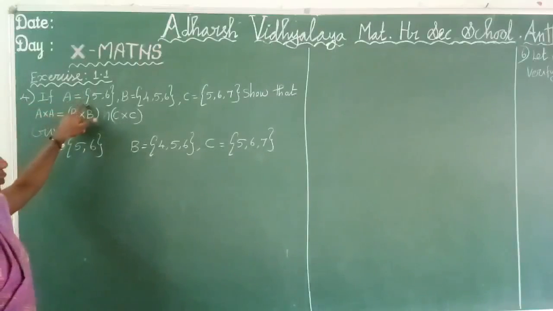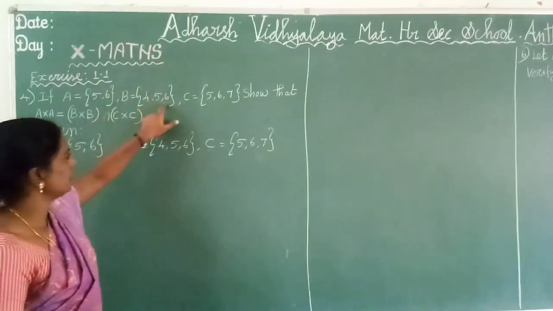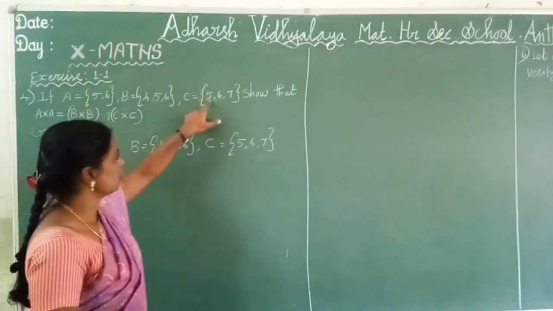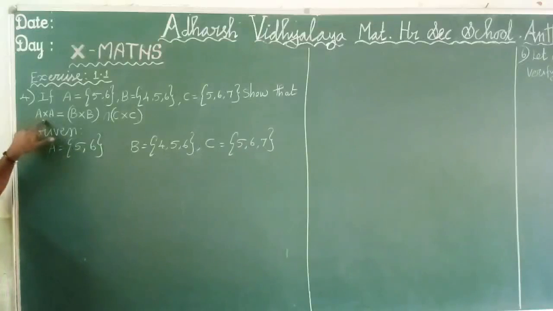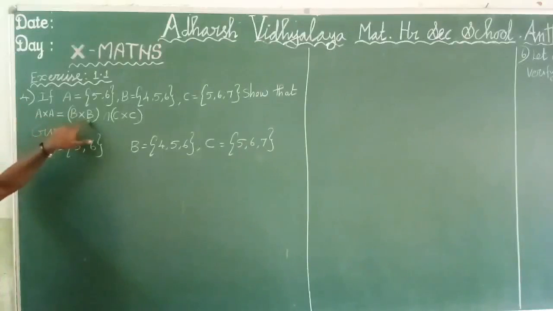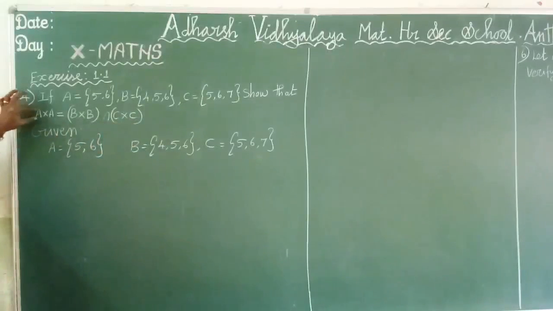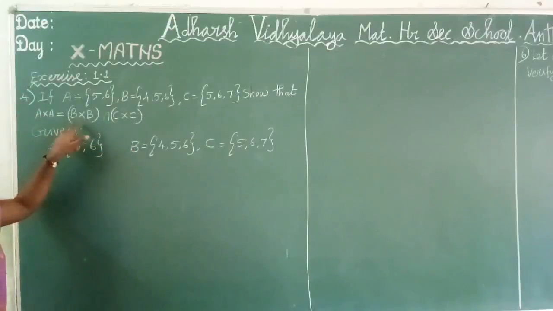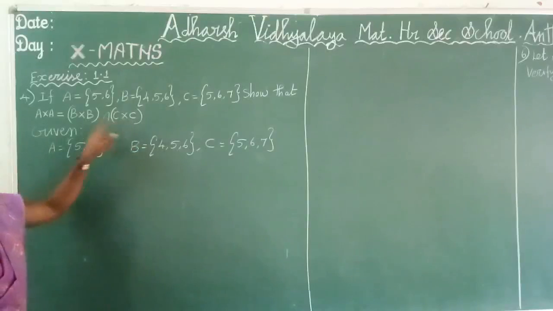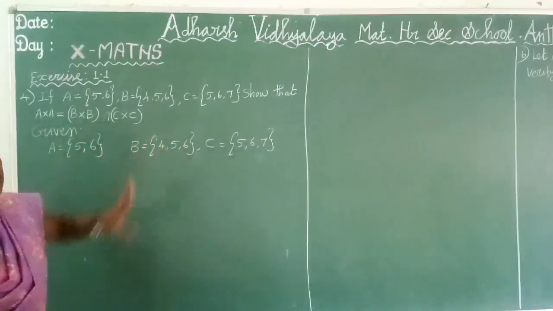If A is equal to the set {5, 6}, B is equal to the set {4, 5, 6} and C is equal to the set {5, 6, 7}, show that A cross A is equal to (B cross B) intersection (C cross C). First find A cross A, that is the LHS, and then the RHS. First complete B cross B and C cross C, and then take the intersection of these two answers. The LHS and RHS should be equal. You want to show that.